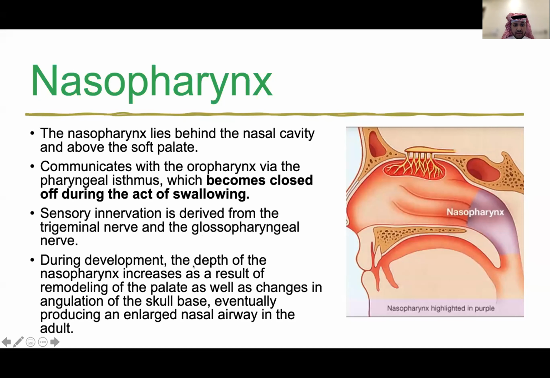During development, the depth of the nasopharynx increases as a result of remodeling of the palate, as well as the change of angulation of the skull base and face. So you expect it to be small during childhood, and as age progresses, it gets bigger.